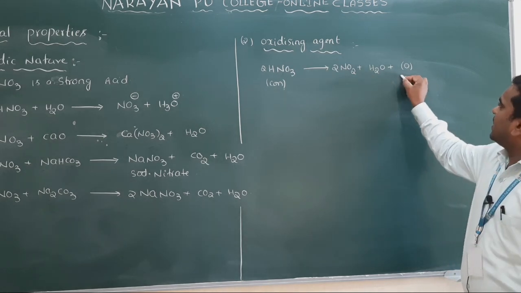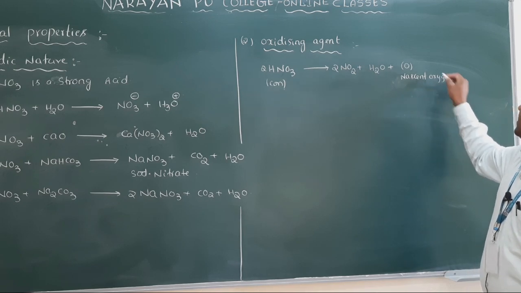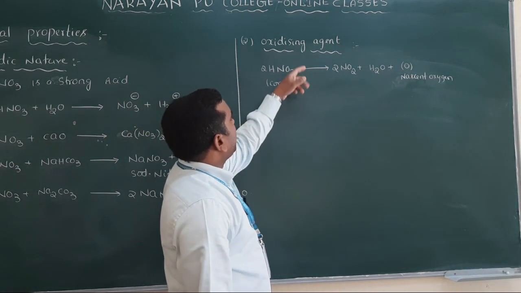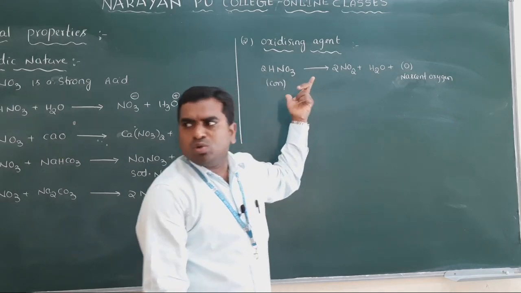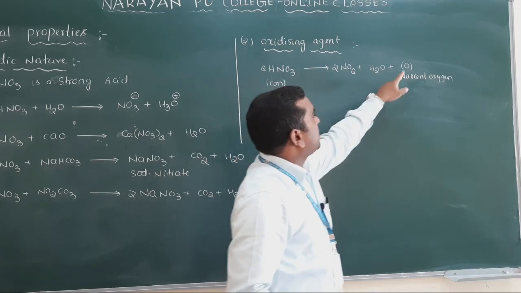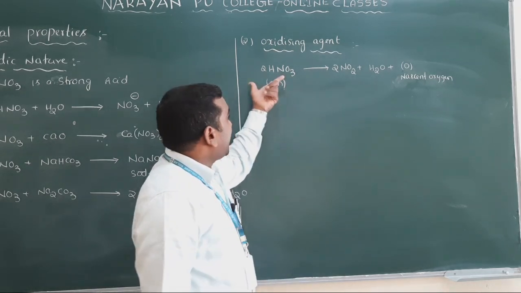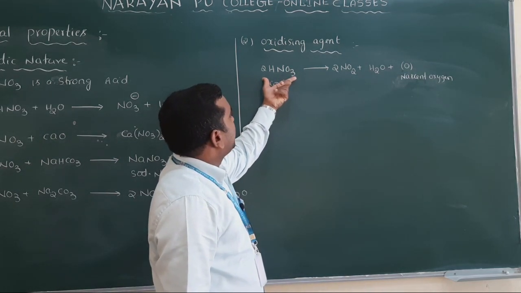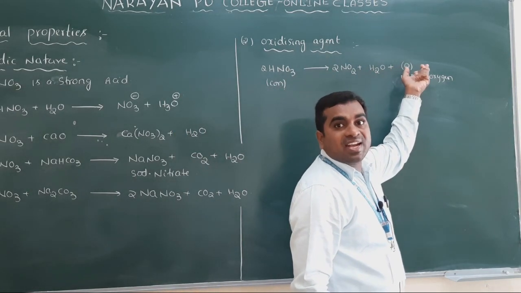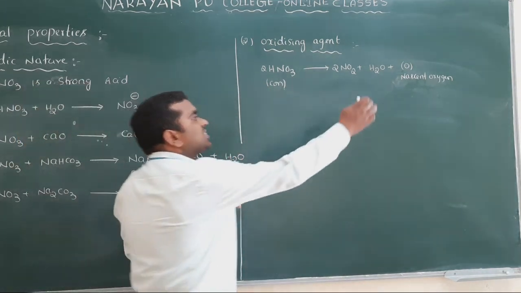So this is a nascent oxygen. This oxygen is responsible for the oxidizing power of HNO3. You know that an oxidizing agent oxidizes other substances. How does it oxidize other substances? By providing nascent oxygen to others. That's why HNO3 acts as an oxidizing agent. If it gave nascent hydrogen, then it would act as a reducing agent.